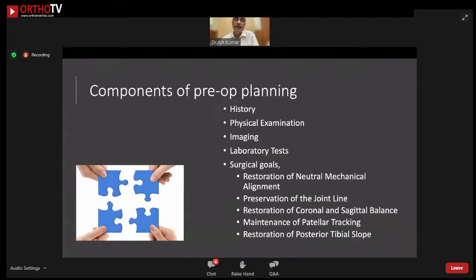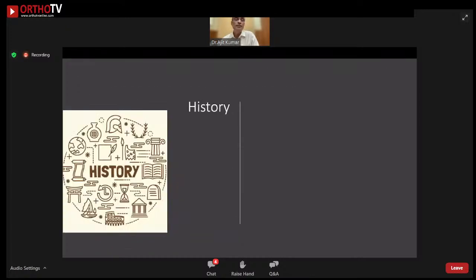so that at the end of all that, you achieve your surgical goals, which is mainly restoration of the neutral mechanical axis, preservation of the joint line, restoration of the coronal and sagittal balance, maintenance of patellar tracking, and restoration of the posterior tibial slope, all of which have been briefly dealt with, but in detail will be dealt with in subsequent talks. So that's the ultimate aim of any total knee arthroplasty.